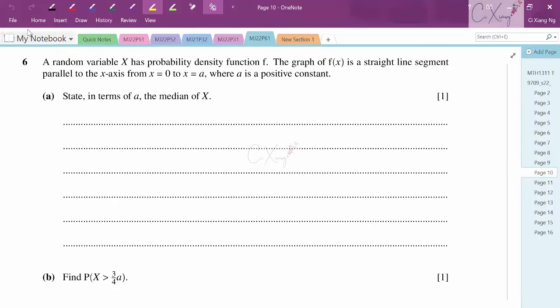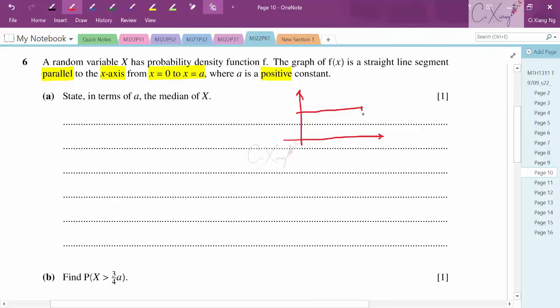All right, so question number 6. We have a random variable X with the probability density function f, and the graph of f(x) is a straight line segment parallel to the x-axis from x equals 0 until x equals a, where a is a positive constant, and state in terms of a the median of X. All right, so let's try to imagine how the graph looks. Generally for this PDF, it is a horizontal line, which is parallel with the x-axis, and it is from 0 until a. Okay, and then this is my function f(x), and this is definitely the x.